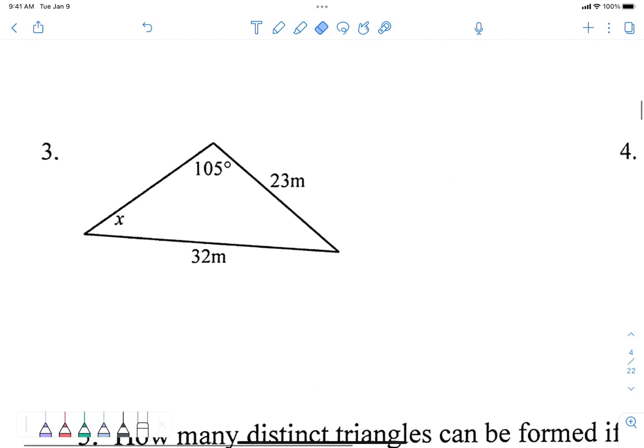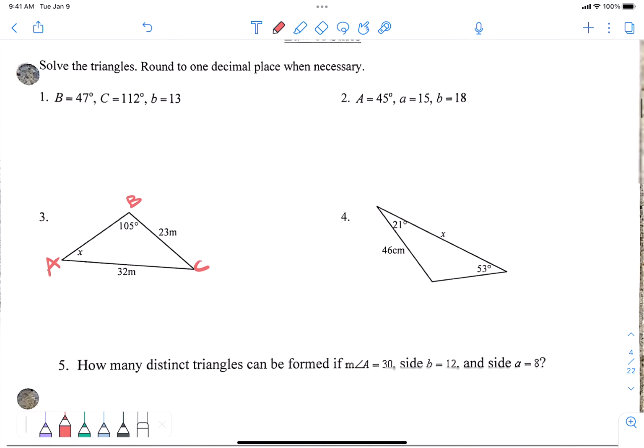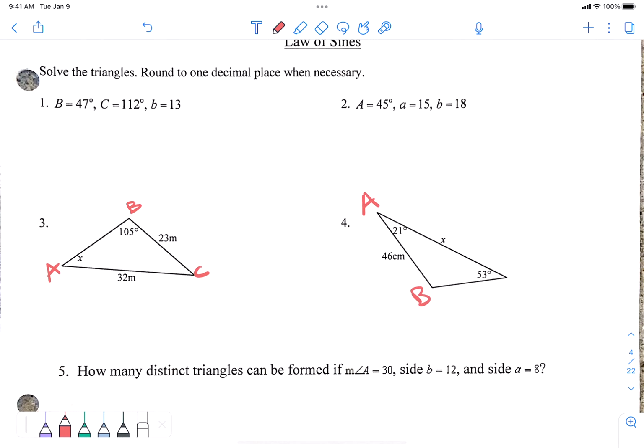On 3 and 4, they don't have ABC labeled. You can label them however you want. So if you go A here, B here, C here, it doesn't matter. And it has the ring around it, so if it helps you to label them.